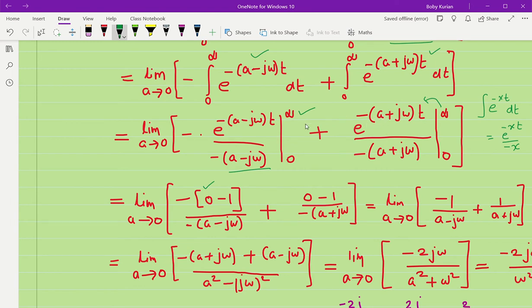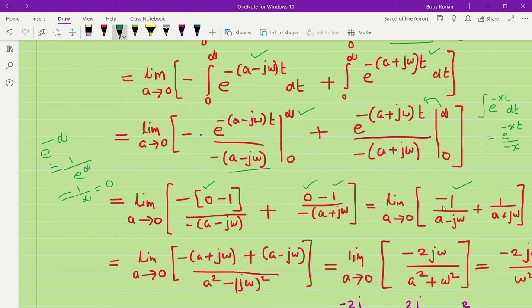What is e power minus infinity? e power minus infinity is nothing but 1 by e power infinity, 1 by infinity, that is equal to 0. Okay, so this first part is equal to 0. The second part, e power minus (a plus j) into 0, that means e power 0, which is equal to 1. Okay, so we make changes here. Minus into minus is plus. So the denominator has a minus, that goes to the numerator.